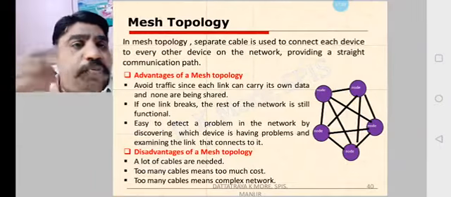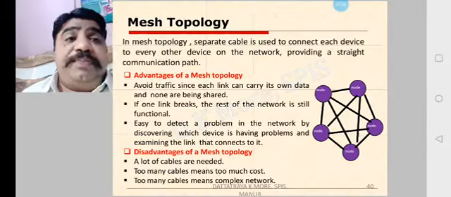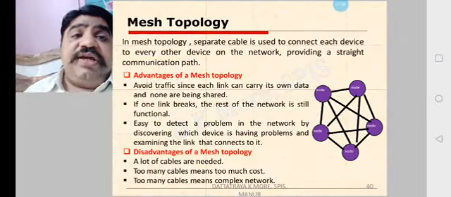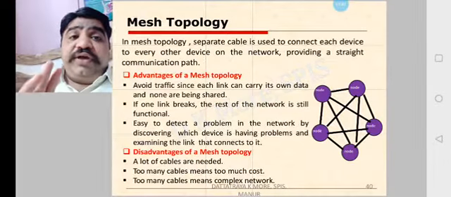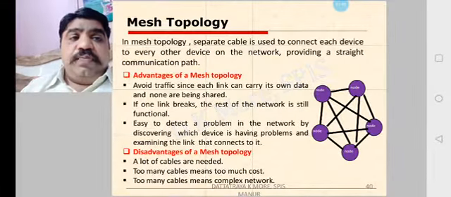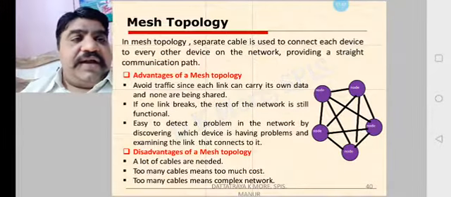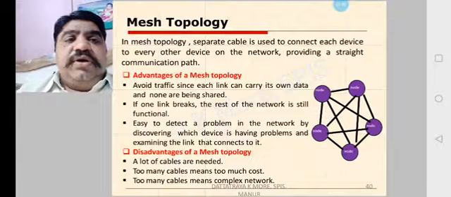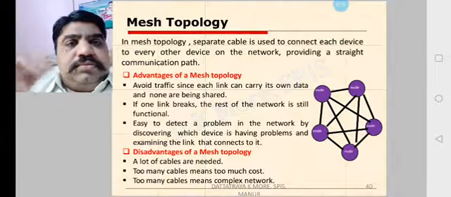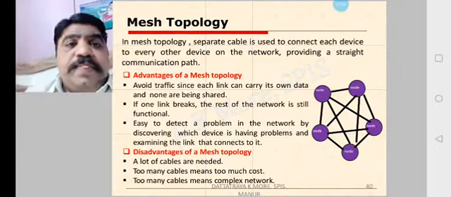Let's go for mesh topology. In mesh topology, a separate cable is used to connect each device to every other device on the network, providing a straight communication path. You can see here, unlike star, the connection is different. Mesh, like a mesh, we can say jali.